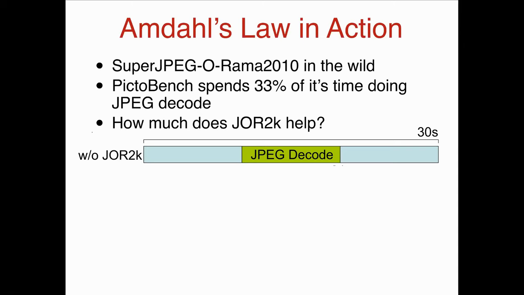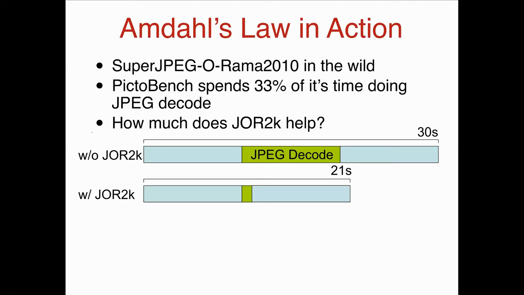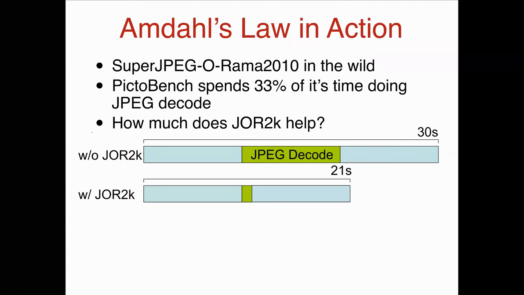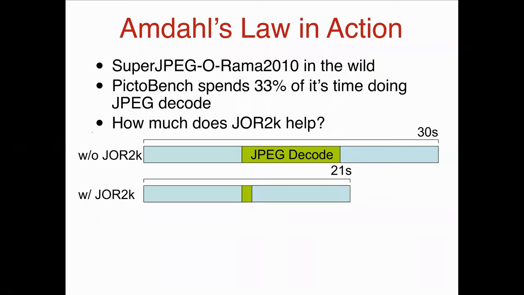So if we're doing 33% of our time on JPEG decode, how much is this JPEG-O-Rama going to actually help? Well, we can reduce this entire green thing down by a factor of 10. So if this was originally 10 seconds, now it is only 1 second for the JPEG decode. And we get 21 seconds total because the optimization didn't affect either the beginning or the end of our program. It only affected the middle.